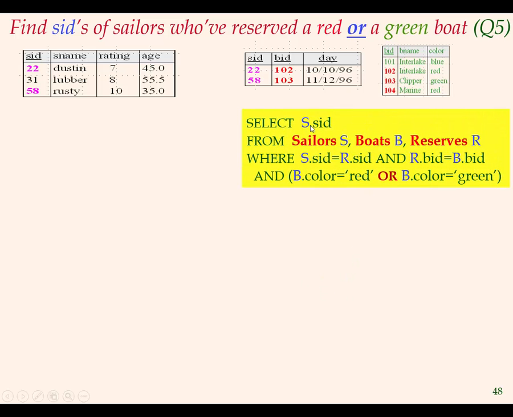And let's write the SQL for it. It's pretty straightforward. Select SID from sailors S, boats B, reserves R. Here's my where, and S.SID equals R.SID, and R.BID equals B.BID, so I have to join on BIDs. And here is my condition. B color, and that's for the boats, is red, or B color is green.